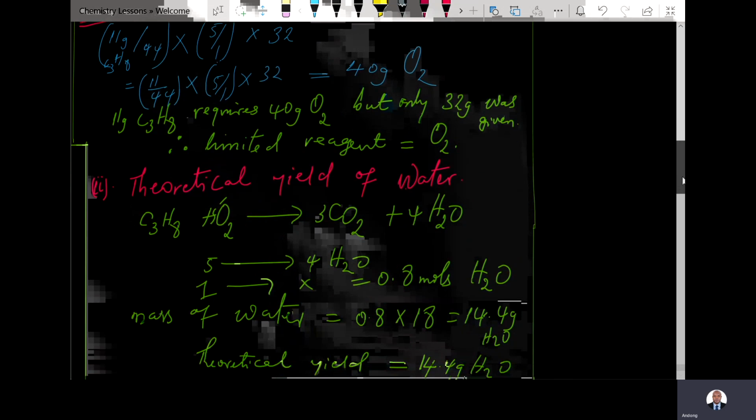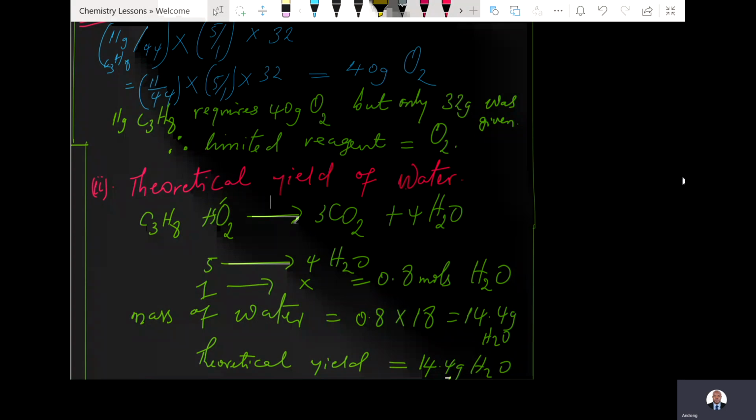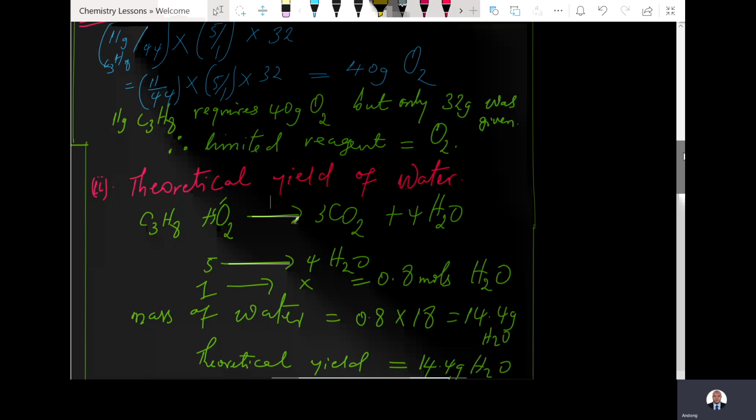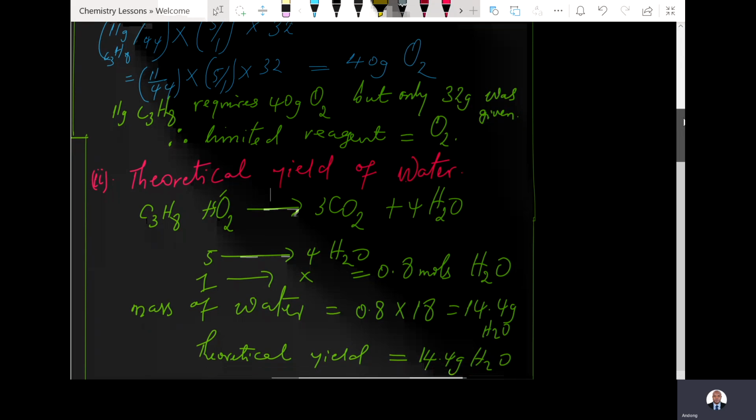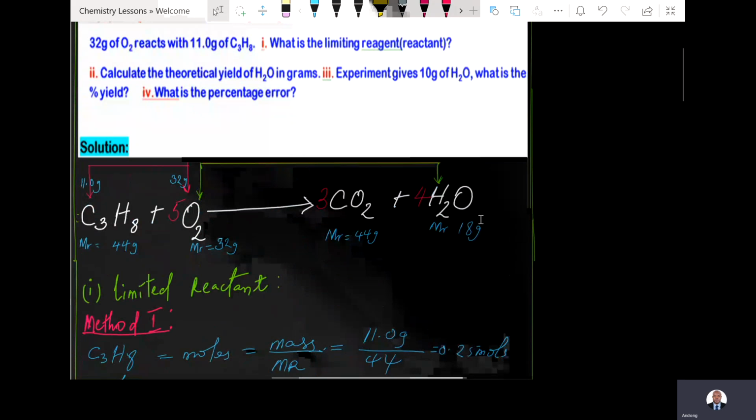Number 2, calculate the theoretical yield of water. Remember, a yield is a product. A product can only be got from something that is completely used up, and anything that is completely used up is the limiting reagent. From the reaction above, the limiting reagent was oxygen. So we are going to calculate the theoretical yield from the reaction between propane and oxygen, which gives carbon dioxide and water. So we are going to concentrate from oxygen to water.